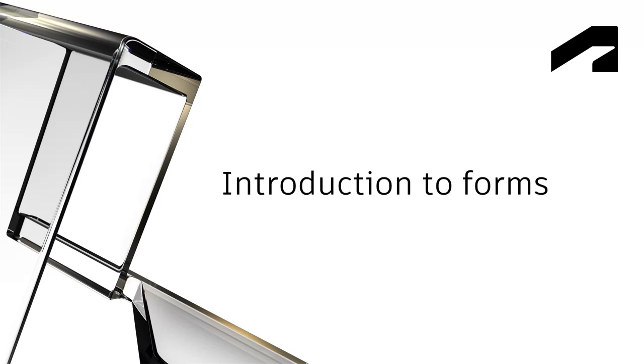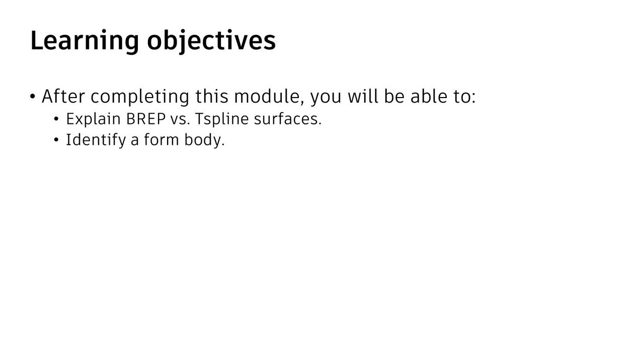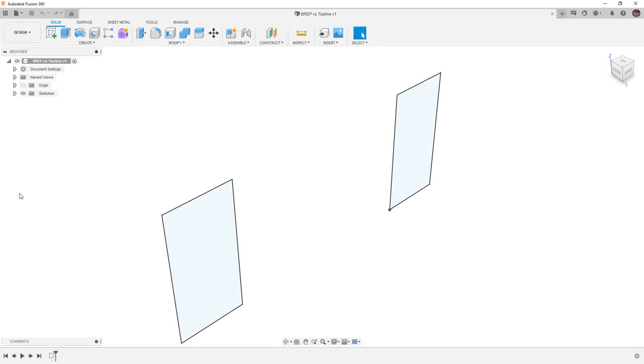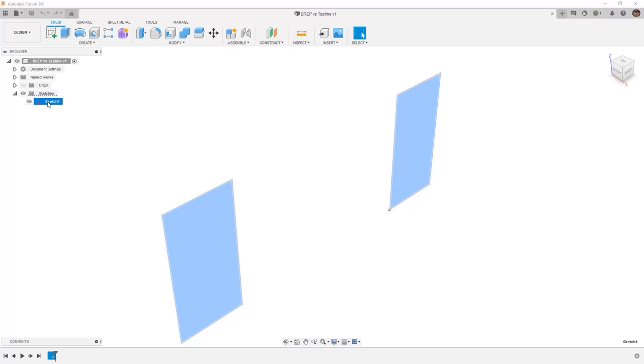Introduction to Forms. In this video, we'll explain B-rep versus T-spline surfaces and identify a form body. In Fusion 360, we want to get started with the supplied dataset B-rep versus T-spline. In this design, we have a single sketch that contains two rectangles.